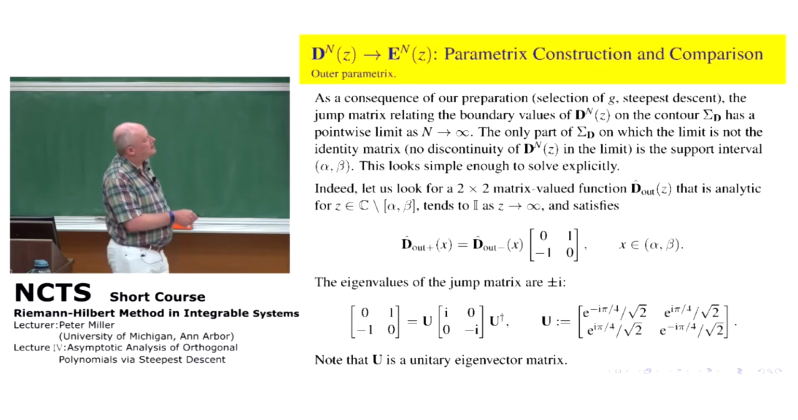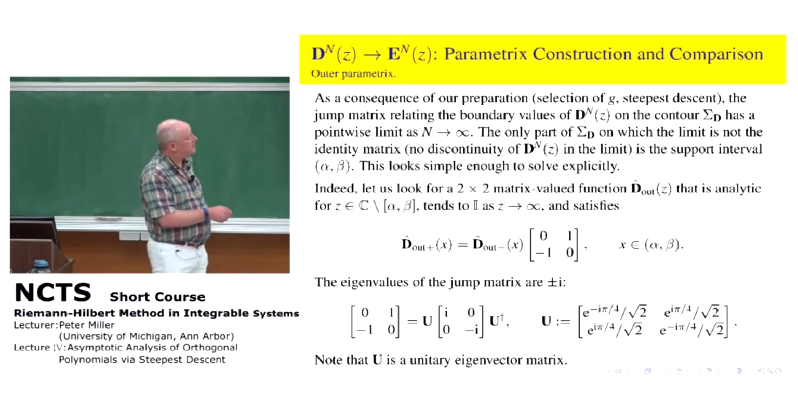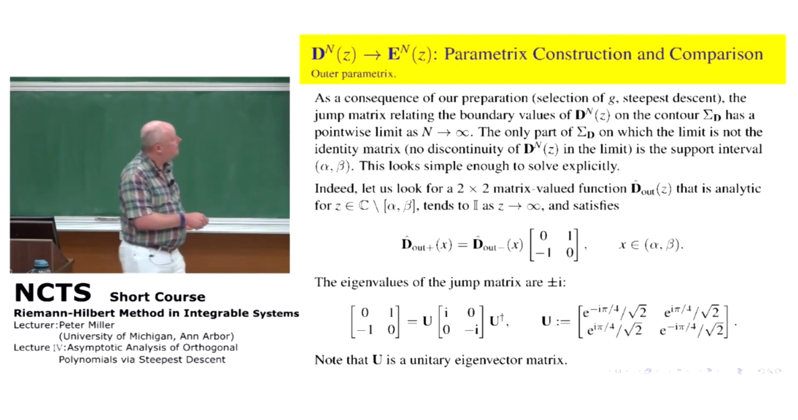We'll call it d hat for parametrics and out for outer parametrics, d hat out of z. And that's supposed to be analytic for z in the complex plane, take away alpha beta. It should go to the identity just like d is supposed to as z goes to infinity. And it's going to solve exactly the jump condition that d solves on the interval alpha beta, which is this. This is the factor that was left in between the lenses, okay?